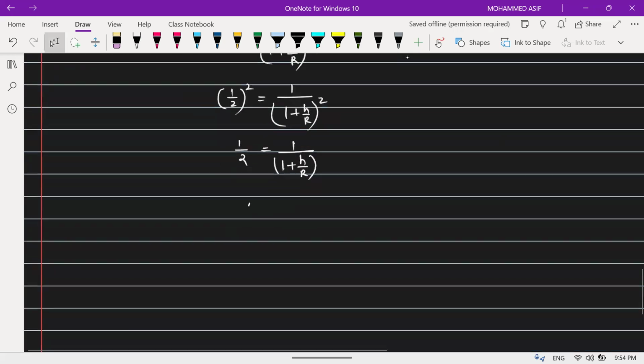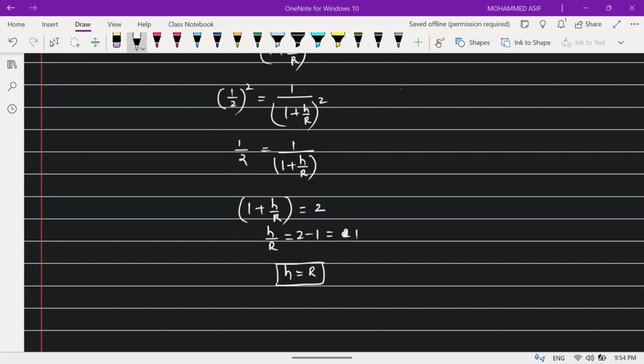So 1 plus H divided by R will be equal to 2. So H by R is equal to 2 minus 1, that will be equal to 1. So the H value will be equal to R. Am I clear?